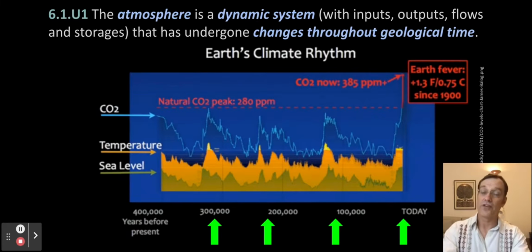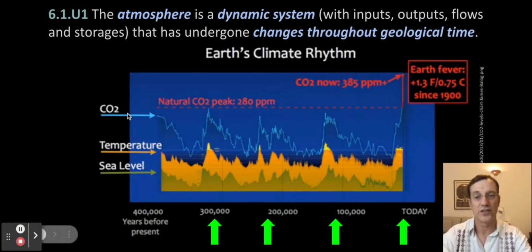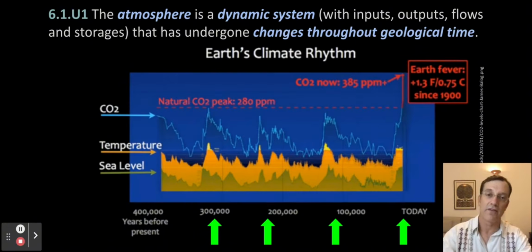We've said that the atmosphere is dynamic. That means it's constantly changing. And in this diagram, or this graph, you can see that we have carbon dioxide, temperature, and sea levels mapped out, and that they fluctuate over time. We're showing how they've changed over the last 400,000 years.